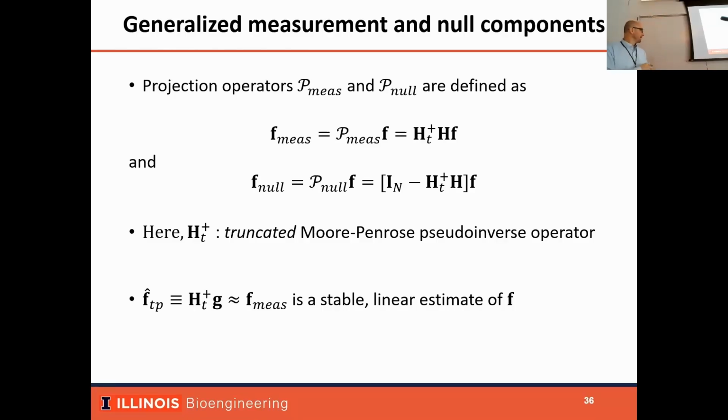Another definition that I'm going to need here is f hat TP. This is defined to be the image reconstructed by a truncated Moore-Penrose pseudoinverse, which is a stable linear estimate of f. So f hat TP, in simple terms, represents the component of the object that you can stably reconstruct from the data you were given. So we would hope that your reconstruction operator could recover that, because that's for free.